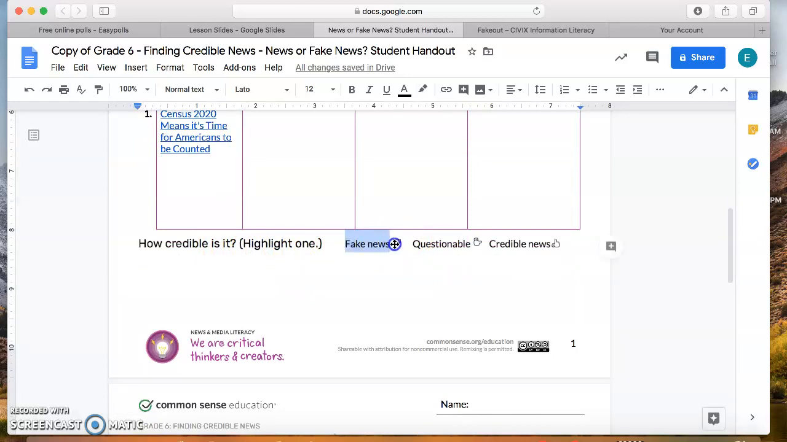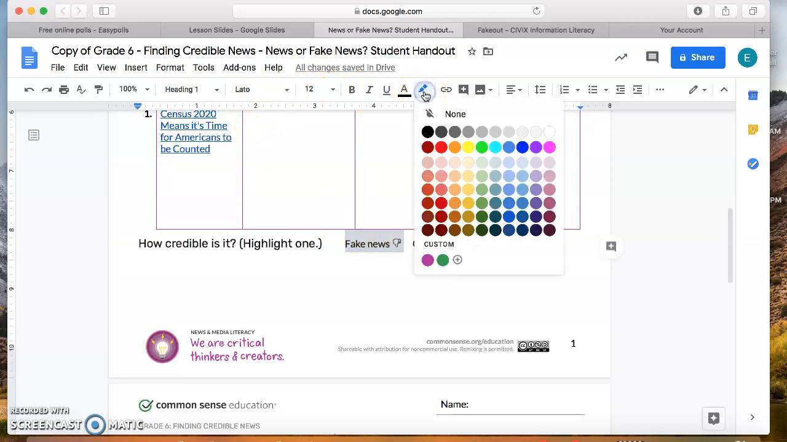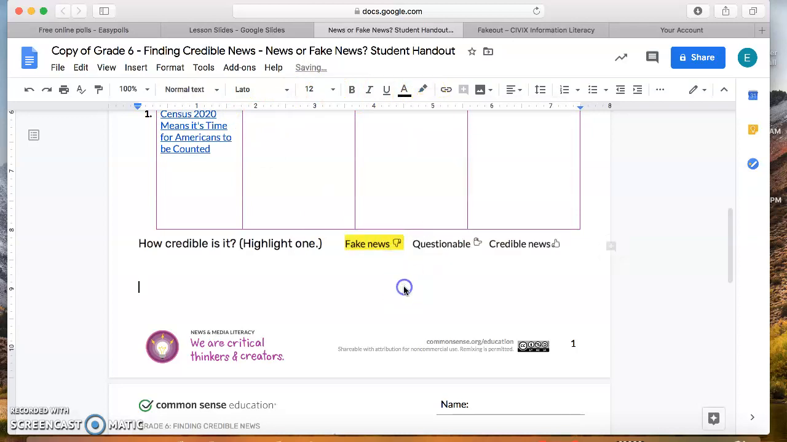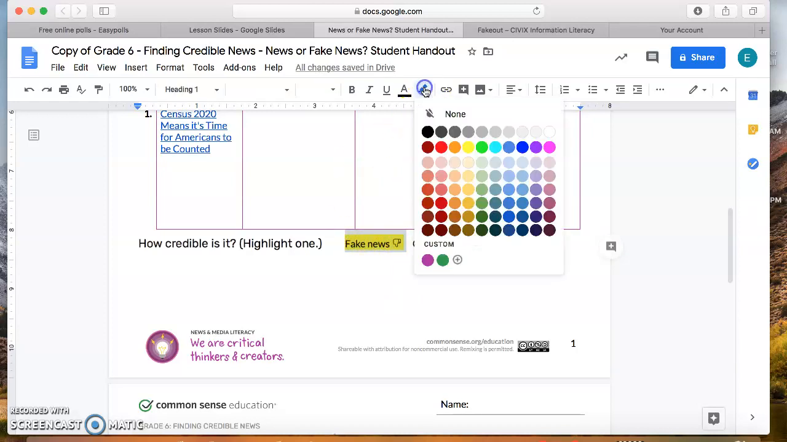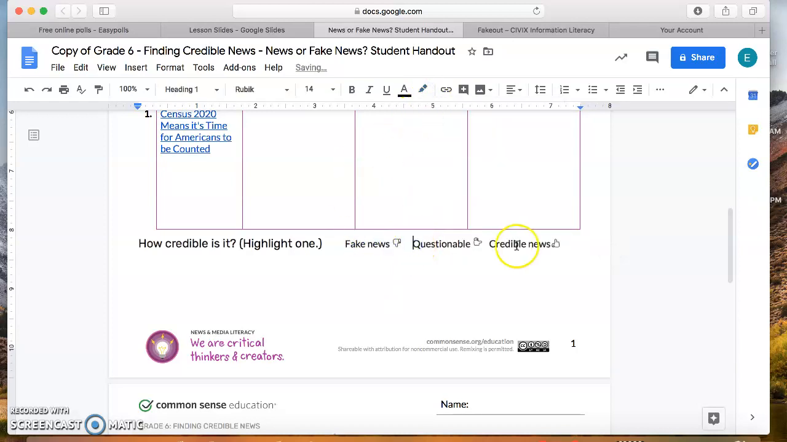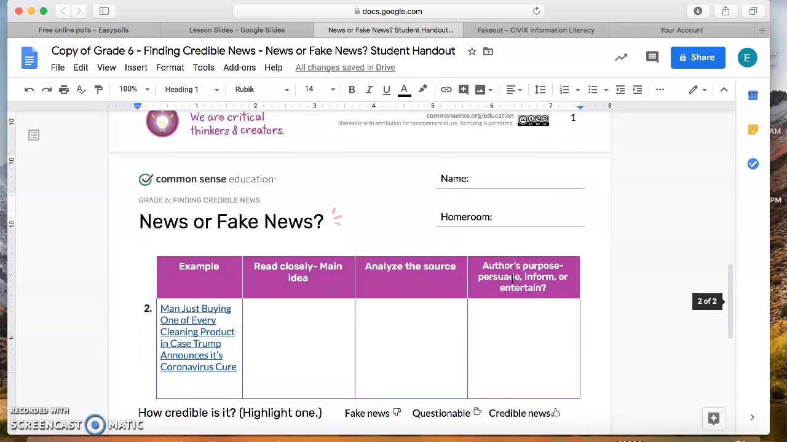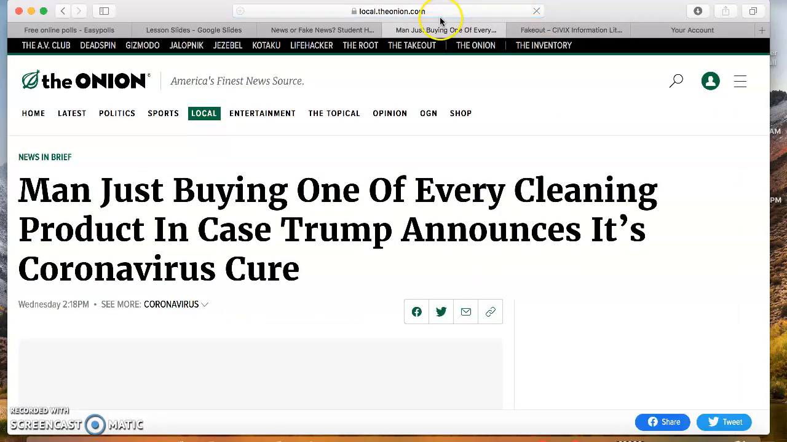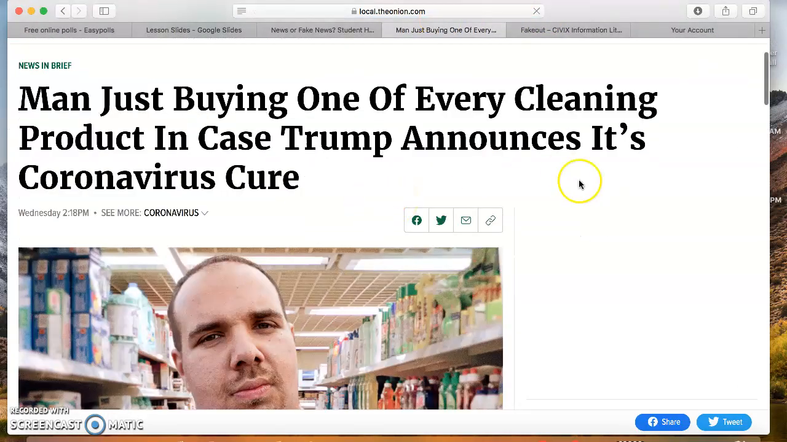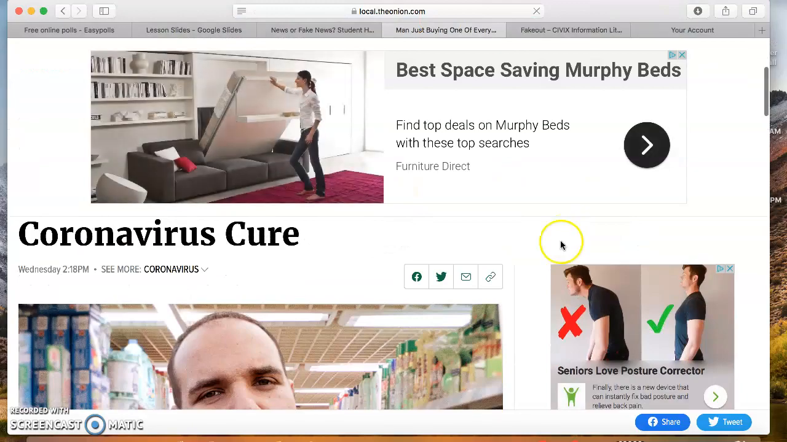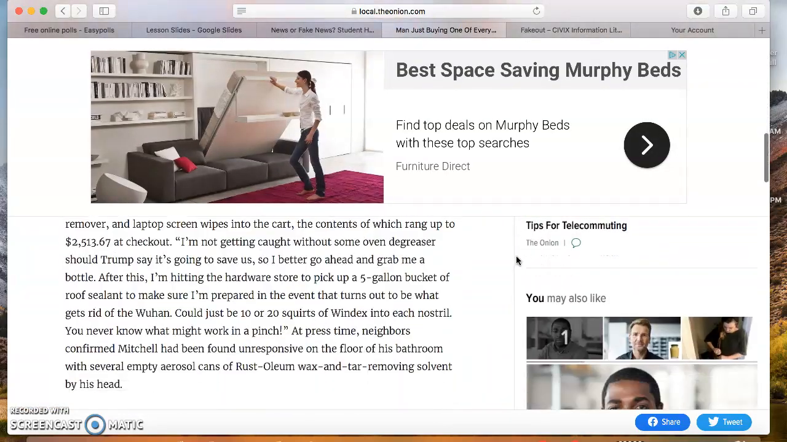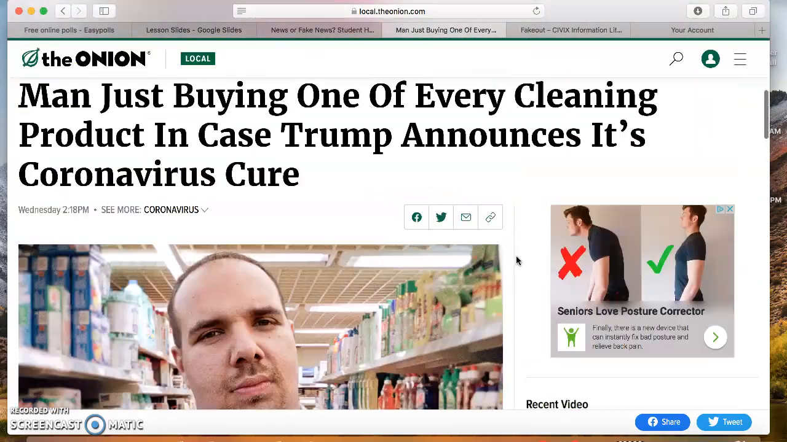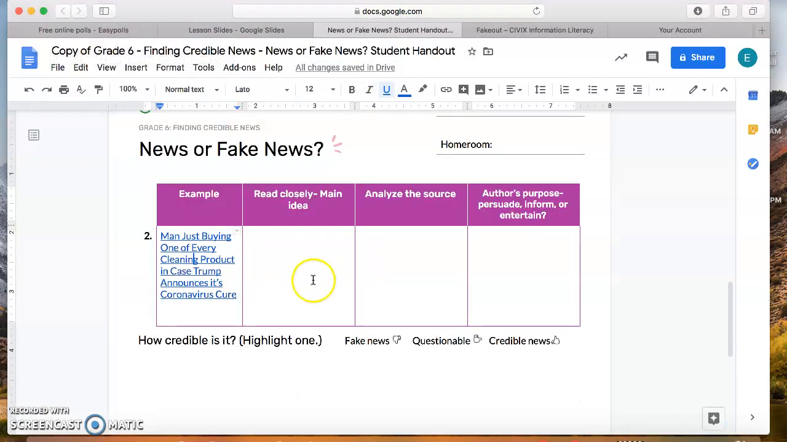If it's fake news, you would just highlight this one, and you go up to this little highlighter here, and you can highlight it whatever color you want. I like yellow because it's nice and bright. And then, or if it's questionable, you would highlight that one. If it's credible, you'd highlight that one. And then there's just one more article here. Man just buying one of every cleaning product in case Trump announces that it's a coronavirus cure. So just read, it's a very short article, and do the same thing.